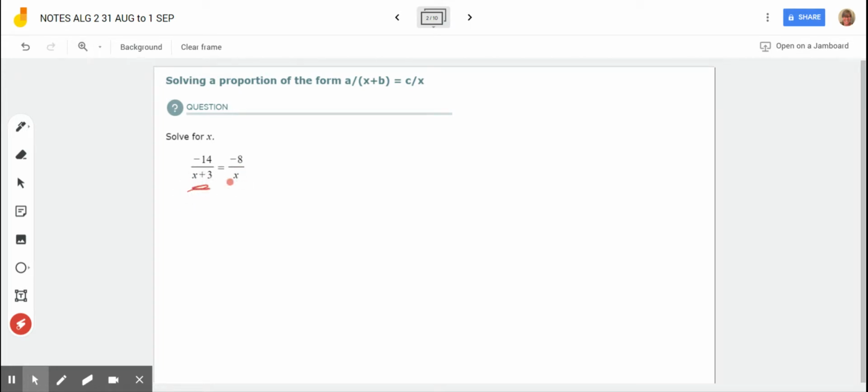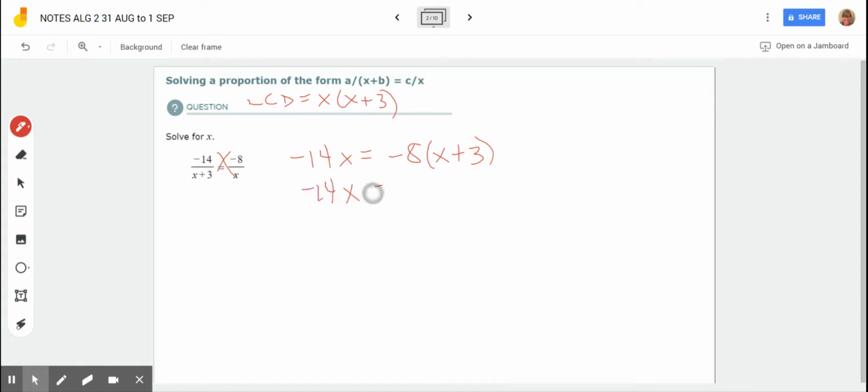So for these kinds of problems, the least common denominator is actually LCD equals x times x plus 3. I am not sure how well you'll remember that, so it's probably best to just cross multiply. And you'll get negative 14x is equal to negative 8 times x plus 3. We will learn that, by the way. That'll become common knowledge for you.